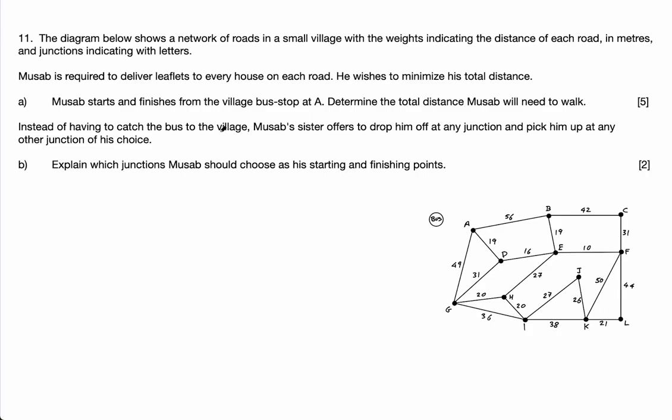Okay, question 11. So here we have a diagram. It shows the network of roads in a small village. The weights are the distances of each road, and the letters are the junctions. So to get from junction A to junction B, it's 56 meters. Musab is required to deliver leaflets to every house on each road. He wishes to minimize his total distance, right?